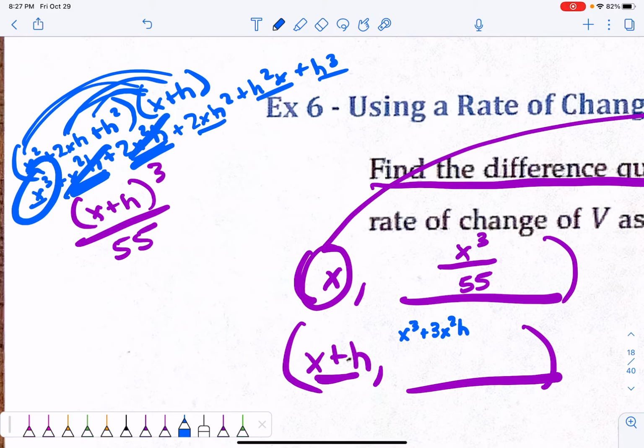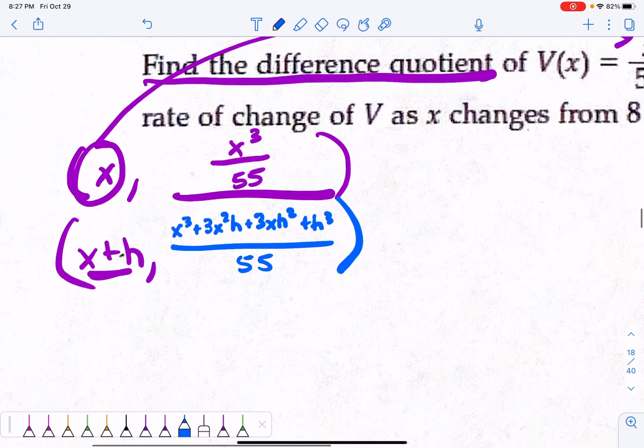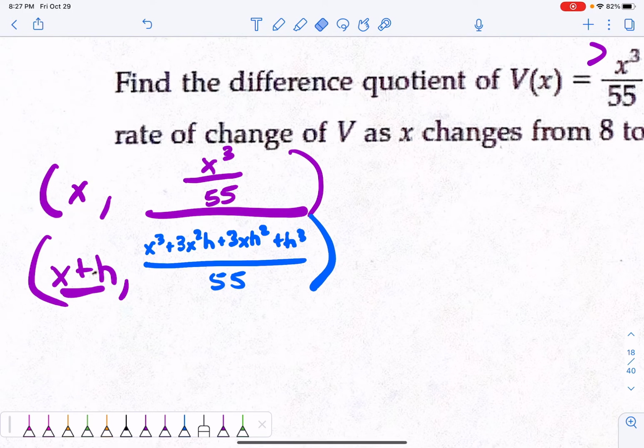That's those two guys. Then we have xh squared and another xh squared, so that's another 3xh squared. I'm going to erase my thing over here. And I have plus h to the third power at the end, all over 55. Really yucky. I promise the ones on the homework assignment are not this bad, because this is an x to the third power. Okay.